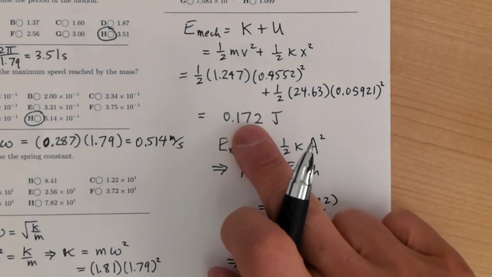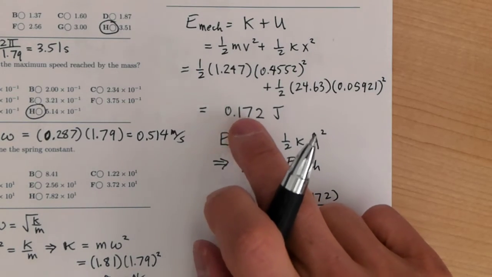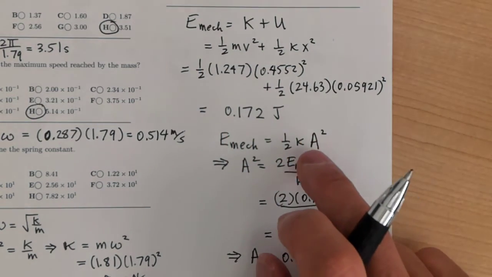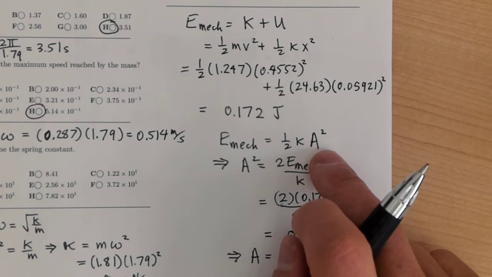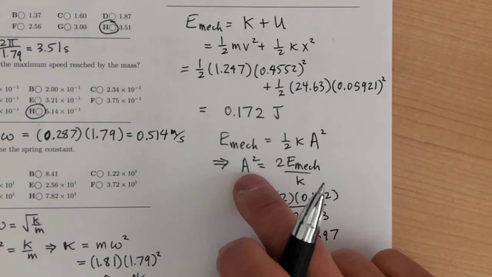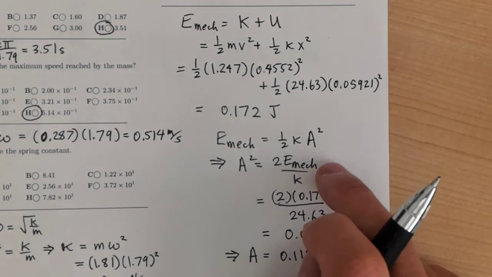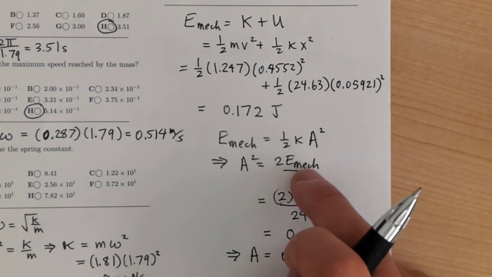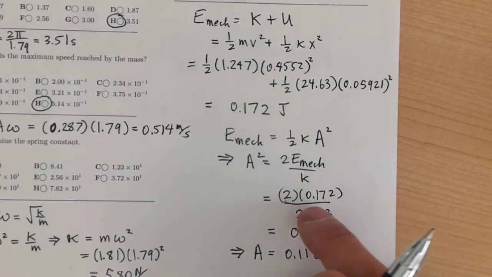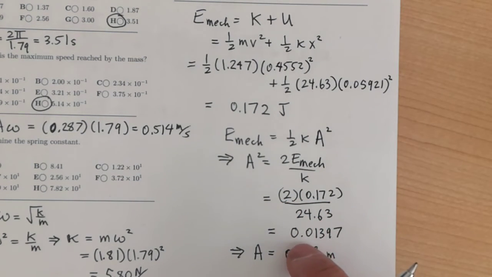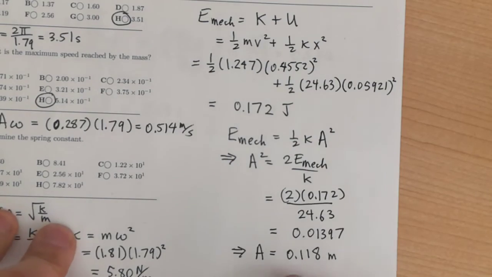Okay, so coming back to the problem, we have the total mechanical energy is 0.172 joules, and that's equal to 1/2 k a squared. So now we can solve for a. We get a squared is equal to, multiplying by 2 times the mechanical energy to get rid of the 1/2, and then dividing by the spring constant k. So we get 2 times 0.172 divided by 24.63, and we get 0.01397. And then take the square root of both sides to get 0.118 meters.